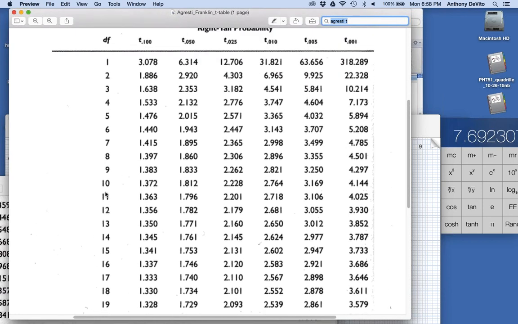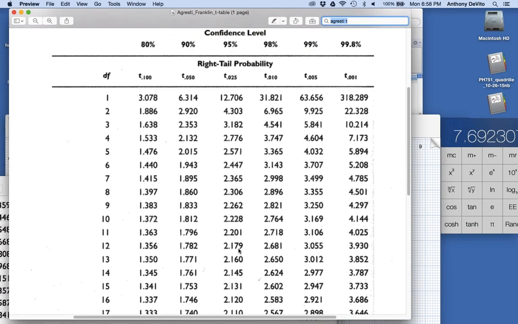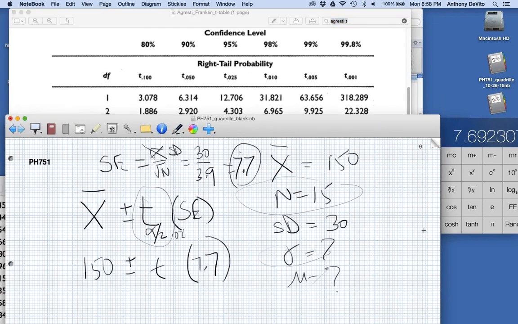So we're going to go over to our table, and our t-score is going to be 2.145 is what we're going to use for our 95% confidence interval. If I wanted a 99% confidence interval, what would I use instead of 2.145? You can see it up there, right? 99% confidence interval, what would I use going across? 2.977. Bigger number makes the confidence interval wider. Okay, so 2.145. Let's go back to our calculation.